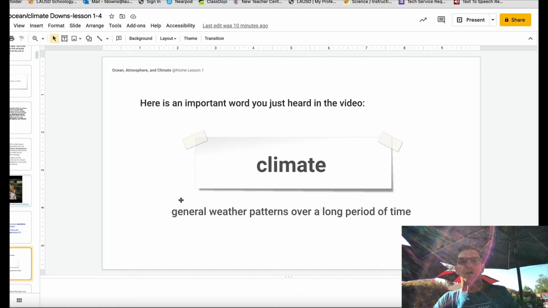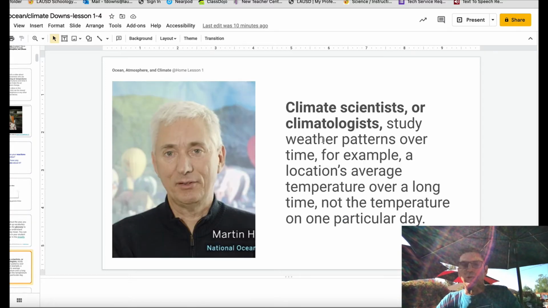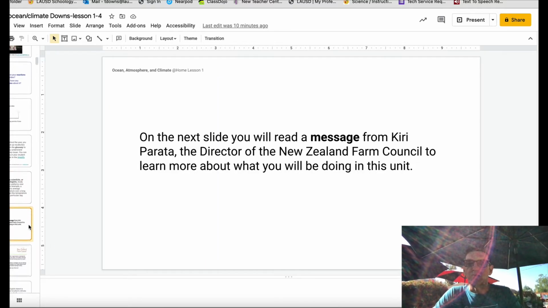There it is. There's our word climate. General weather patterns over a long period of time throughout the year. You can look up vocabulary. We know about that. Climate scientists or climatologists study weather patterns over time. For example, a location's average temperature over a long time, not the temperature on one particular day. On the next slide, you will read a message from Kiri Parada, the director of New Zealand Farm Council, to learn more about what you will be doing in this unit.